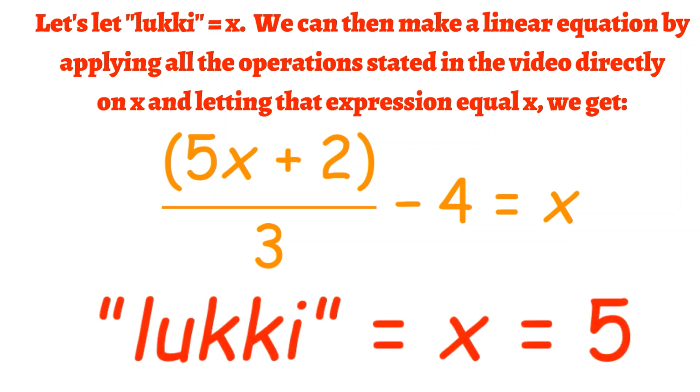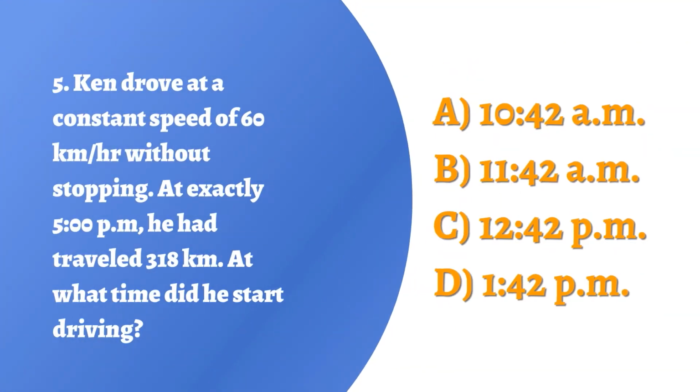Let's move on to problem number 5. Ken drove at a constant speed of 60 kilometers an hour without stopping. Exactly at 5 p.m., he had traveled 318 kilometers. At what time did he start driving?